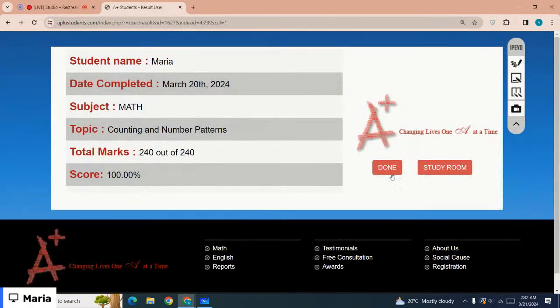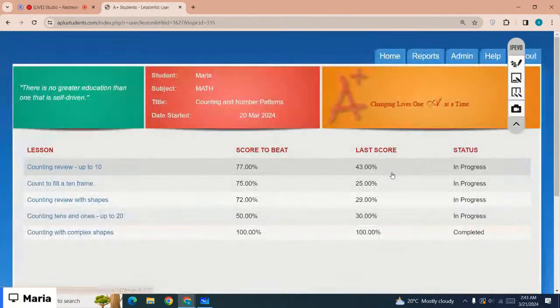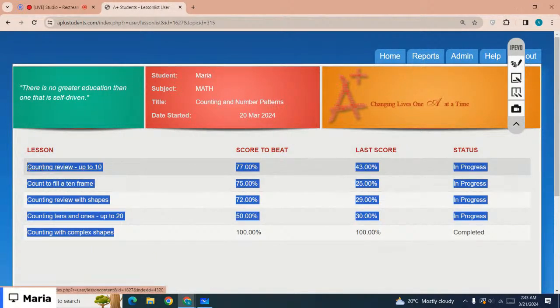So, we were working on grade 1 math. The chapter we were working on is counting and number patterns. And the lessons we have covered today are counting review up to 10, count to fill a 10 frame, counting review with shapes, counting tens and ones up to 20, and counting with complex shapes, right? So please make sure before the next session you complete all the practice questions for the lessons we did today. That is your homework until the next session, right?